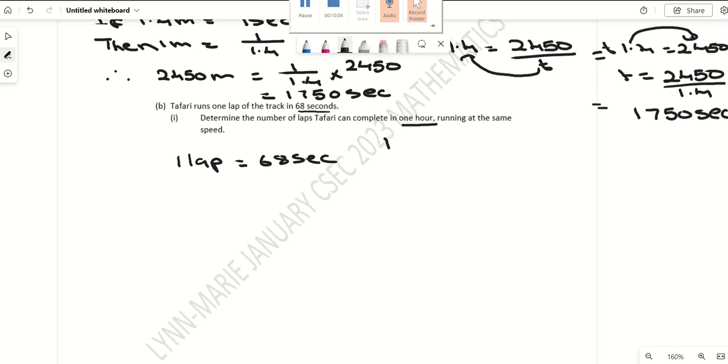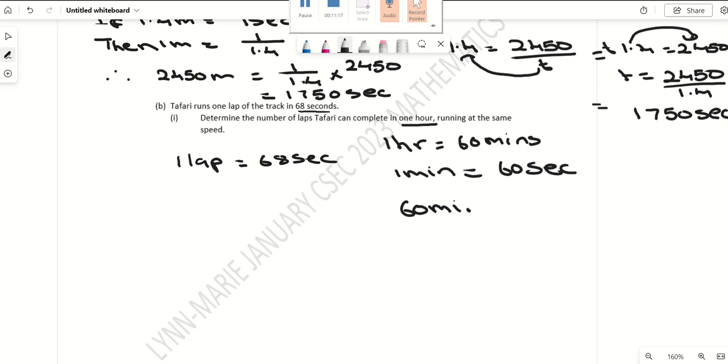So we know 1 hour is equal to 60 minutes, right? And 1 minute is equal to 60 seconds. So because we know that, then 60 minutes would be 60 seconds multiplied by 60 minutes, which is equal to 3,600, right? 60 minutes is also known as 1 hour. So we are trying to find the laps for 3,600 seconds.